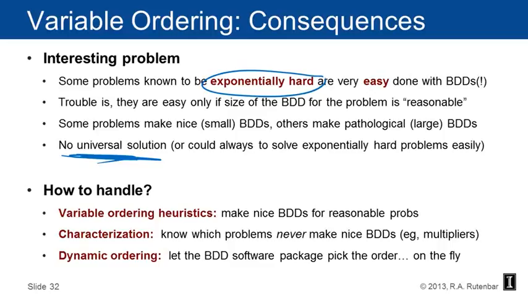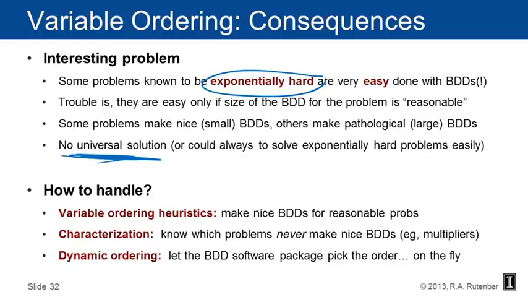Well, there's a lot of work on variable ordering heuristics. How do you figure out an ordering to make a nice BDD for a reasonable problem? There's a lot of work on that. There's characterization. You should just know which problems never make nice BDDs, and so just don't try. I'll give you some examples. Multipliers are one of those things. Adders are great. Multipliers are terrible.